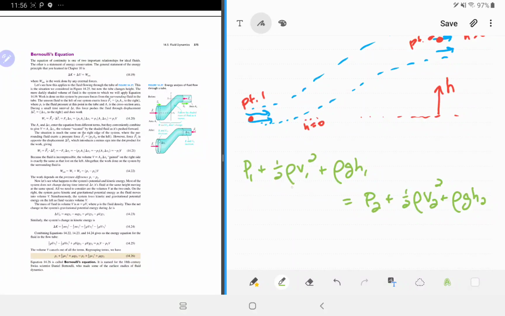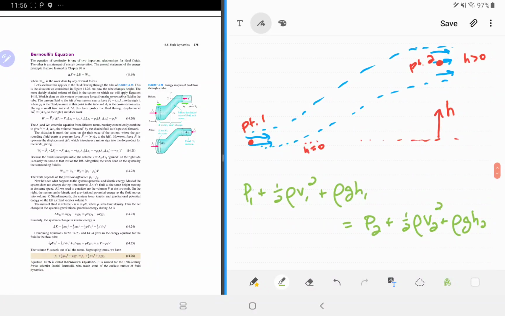This term looks a lot like 1/2 mv squared, doesn't it? In fact, the units are very similar to 1/2 mv squared, except it's per unit volume. Remember, this rho is mass per unit volume, so it's like kinetic energy per unit volume. All of these things have dimensions of energy per unit volume. It happens to be that pressure is energy per unit volume.